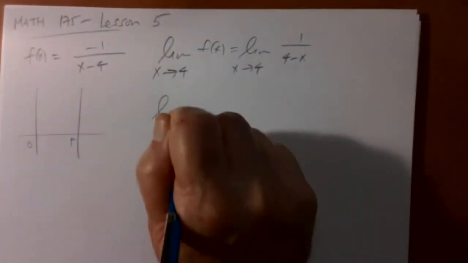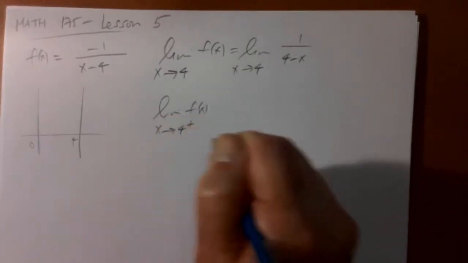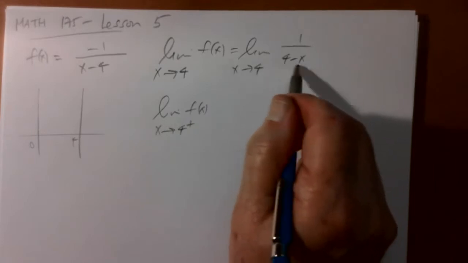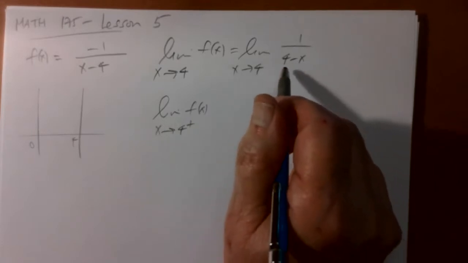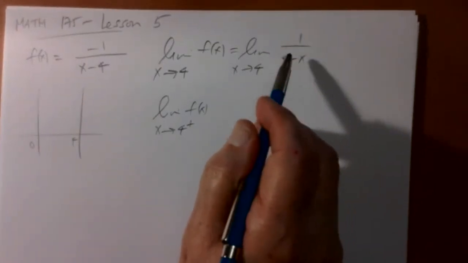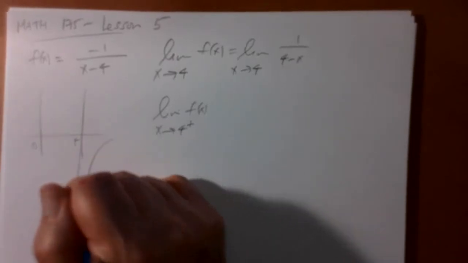The limit of f of x as x approaches 4 from the right, this means when x is bigger than 4. If x is bigger than 4, this is negative. So that means this is negative and the denominator is going to 0. So this is going to minus infinity.